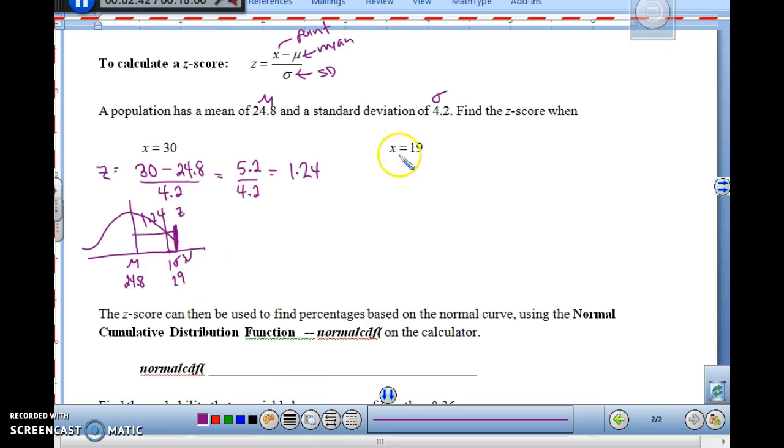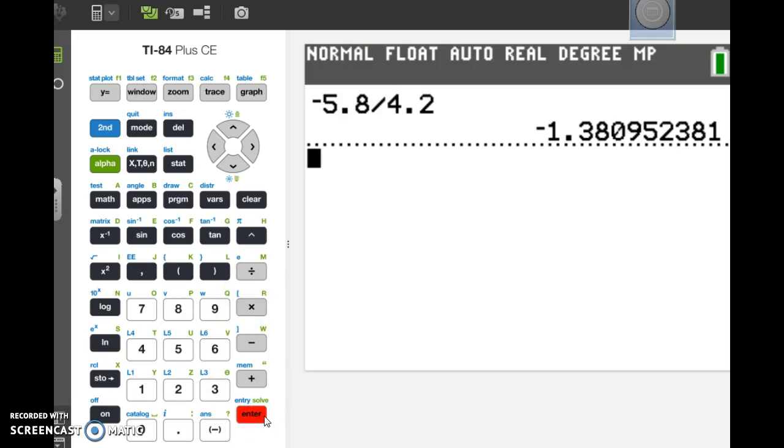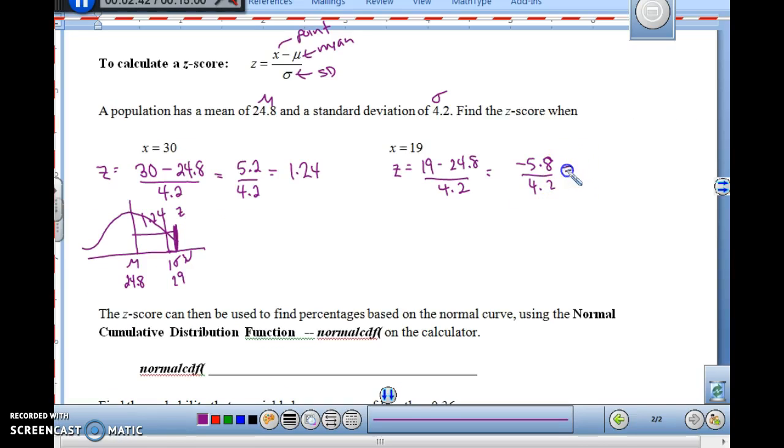Okay, now let's look at x equals 19. The z-score is going to be 19 minus 24.8 divided by 4.2. When I divide that, I get negative 5.8 over 4.2. So let me divide that out: negative 5.8 divided by 4.2, which is about negative 1.38. This means that 19 is negative 1.38 away from the mean.